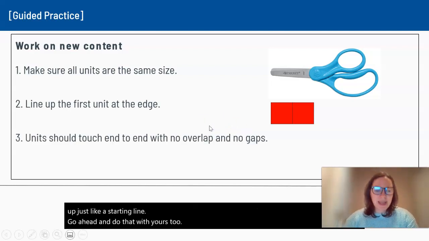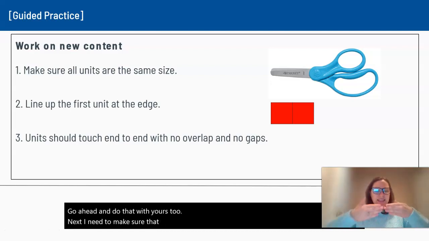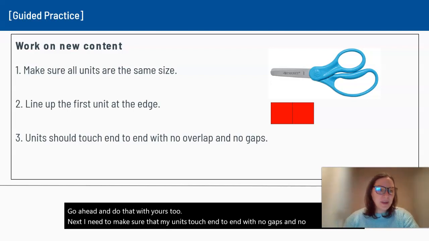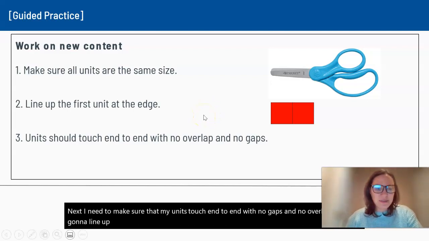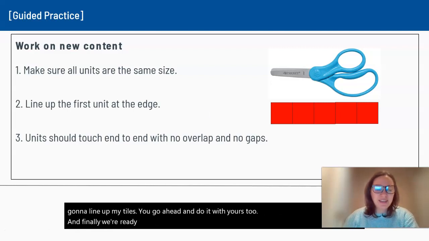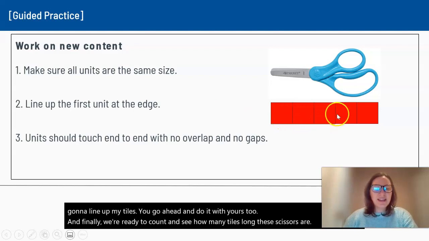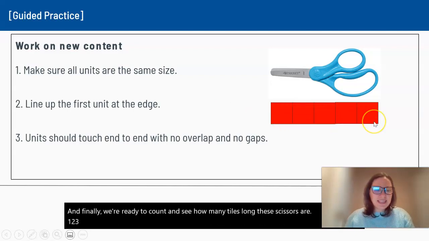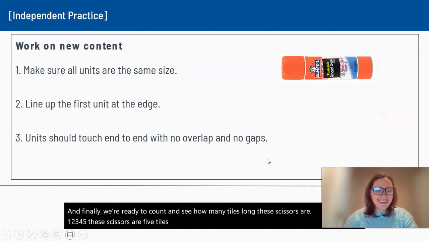Next, I need to make sure that my units touch end to end with no gaps and no overlaps. So I'm going to line up my tiles. You go ahead and do it with yours too. And finally, we're ready to count and see how many tiles long these scissors are. 1, 2, 3, 4, 5. These scissors are 5 tiles long. Are you ready to try one on your own?